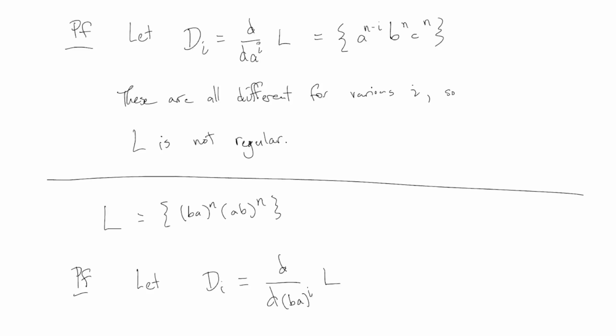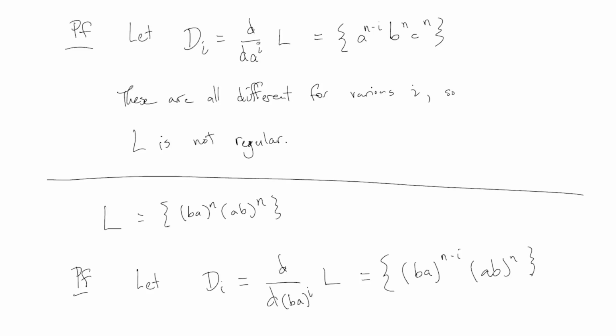Sorry, I should put L. It's the derivative of L, right? And what is that? How I would write that is BA to the n minus i, followed by AB to the n, like that.